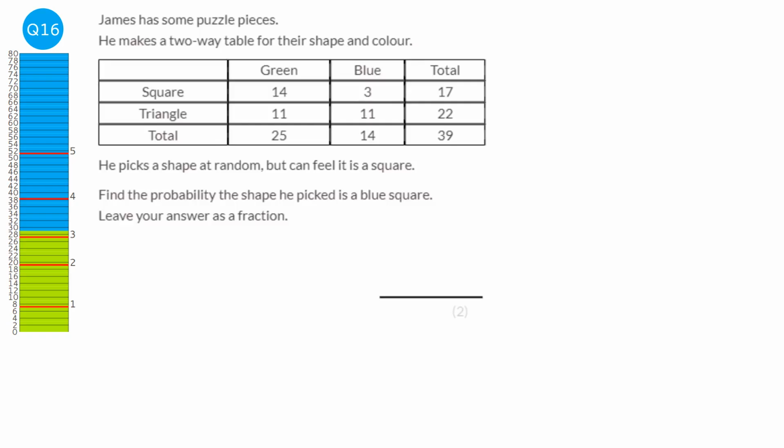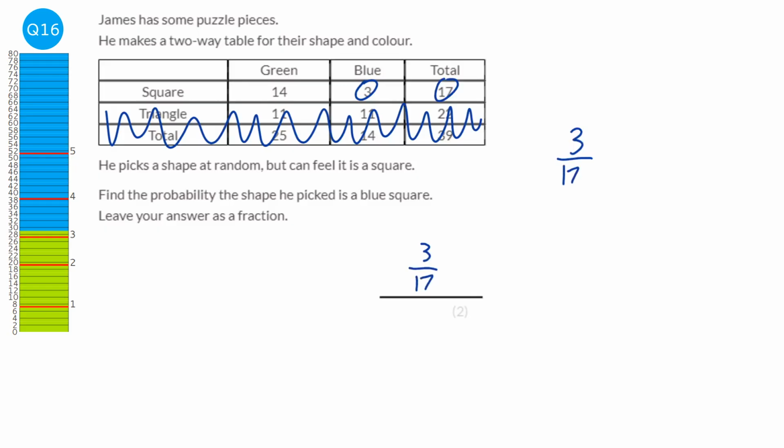140.06. So we know that James knows that he has a square, so we can actually get rid of all of this bit. It's not relevant at all to the question. And the question asks, what is the probability that the square is blue? Well, there are 3 blue squares, so it will be 3 over, and how many are there in total? Well, it says the total is 17. So the answer is 3 over 17.